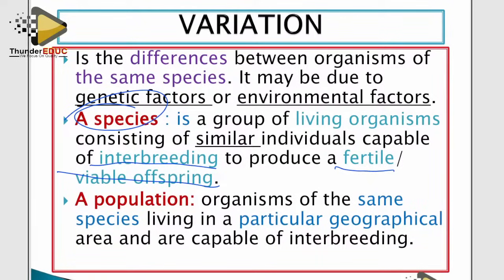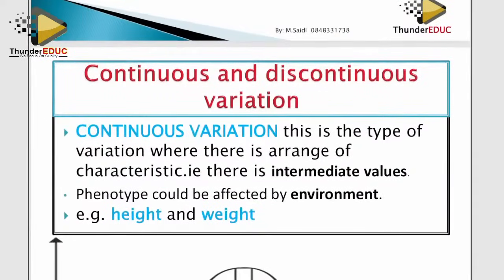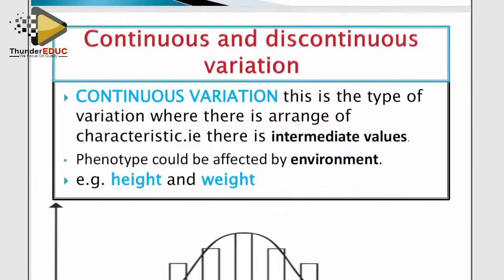A population is a group of organisms of the same species living together in a particular area. You understand? At that specific time, they should be living together, and they should be able to interbreed. So that one you know. Here is some small confusion.